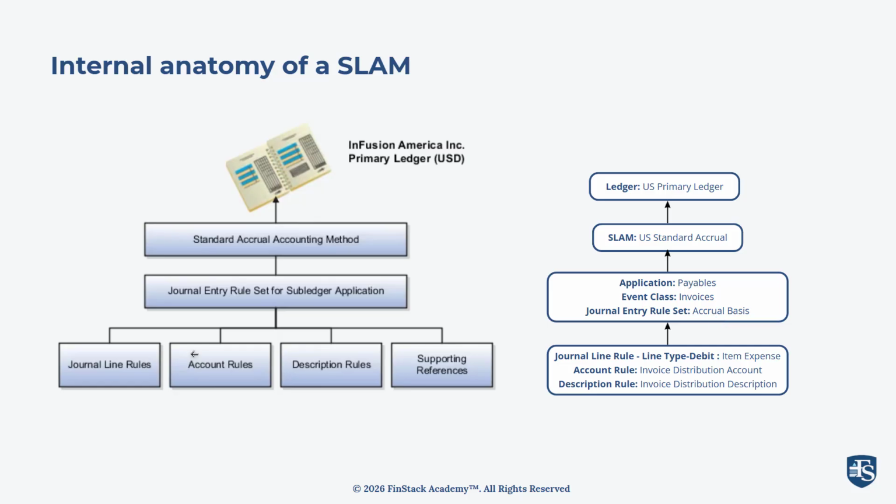Each rule set is made up of several configuration components. Journal line rules determine which journal lines should be generated. Account rules determine which general ledger accounts should be used. Description rules determine the narration that appears on the accounting entry. Supporting references provide additional information for reporting and analysis. Whenever the create accounting process runs, Oracle follows this hierarchy, evaluates the configured rules, and automatically generates the accounting entries. That's the complete architecture of Oracle Fusion Subledger Accounting.